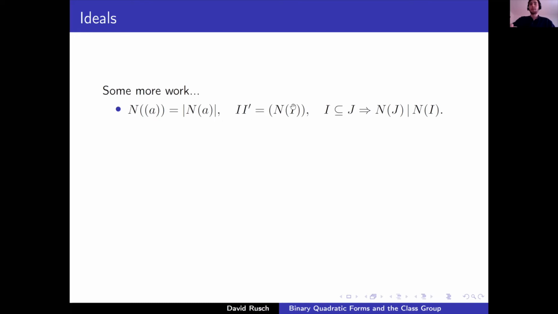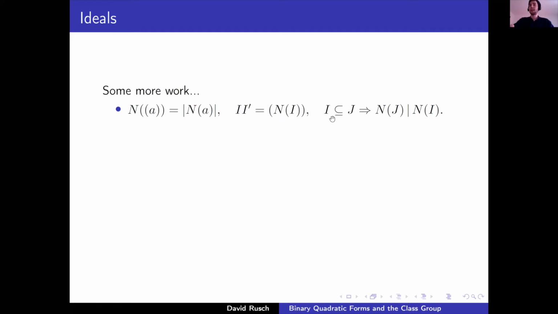Then the second identity: we can take an ideal and conjugate each element, and this is then again an ideal. And if we take the ideal product of I and its conjugate, we get a principal ideal generated by the norm of I. This is a very useful identity.